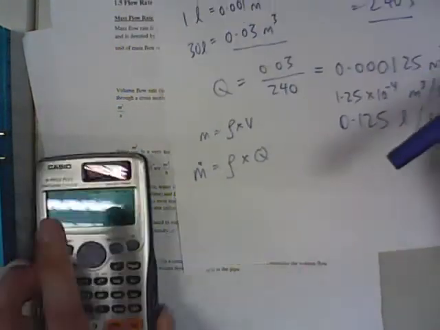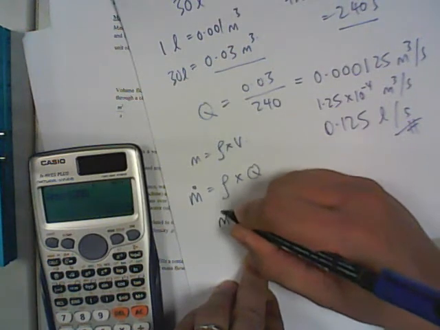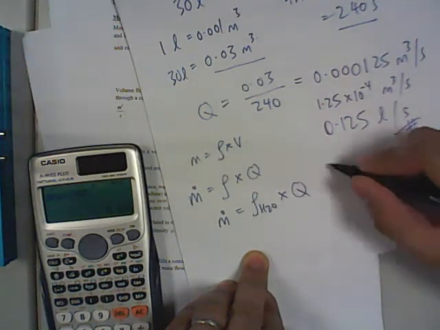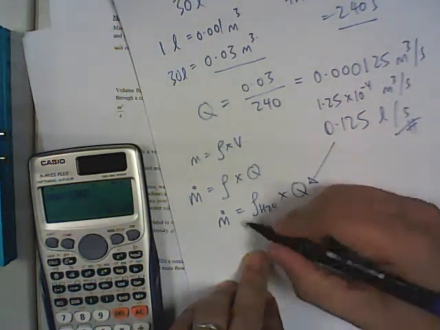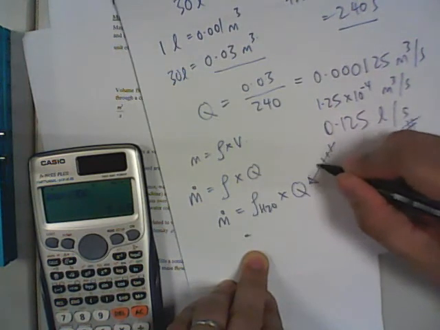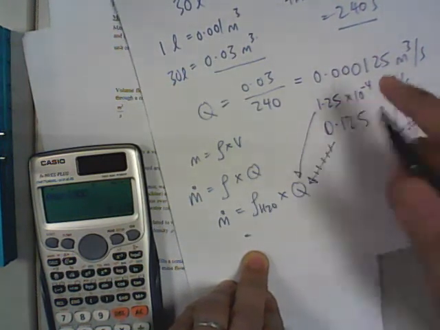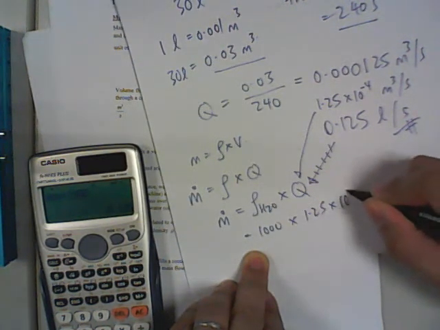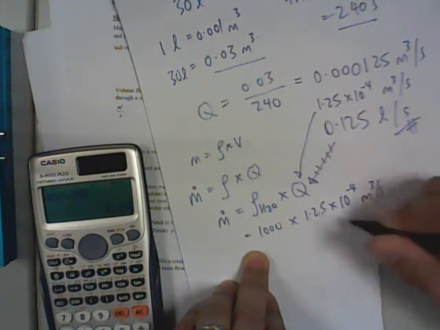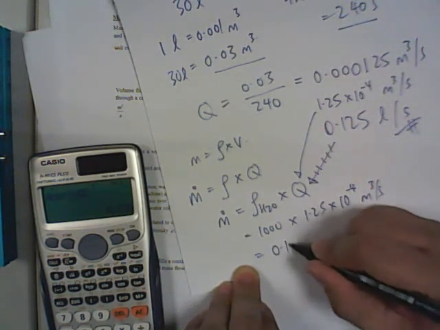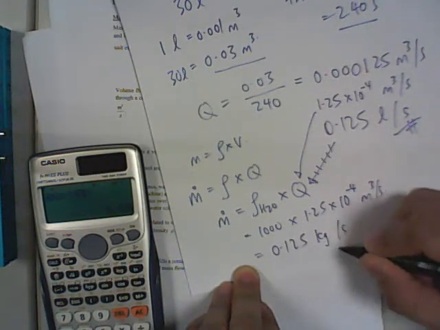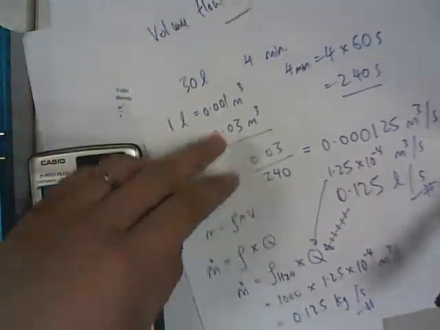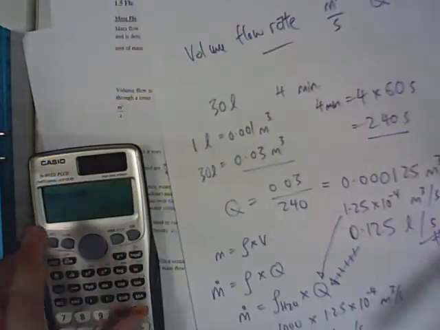For this case, since we are looking at water, the mass flow rate through this pipe will be the density of water times the volume flow rate that you just found, except now you don't use liters per second, you use meter cube per second. So 1000 times 1.25 times 10 to the power minus 4 meter cube per second gives me 0.125 kilograms per second. This is how you get mass flow rate from volume flow rate.